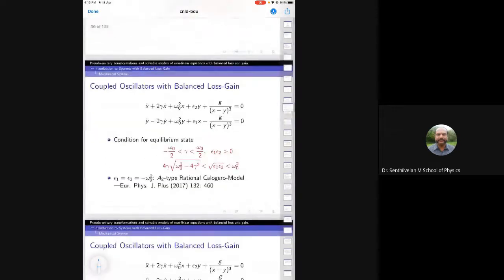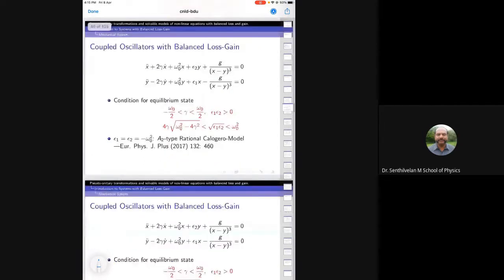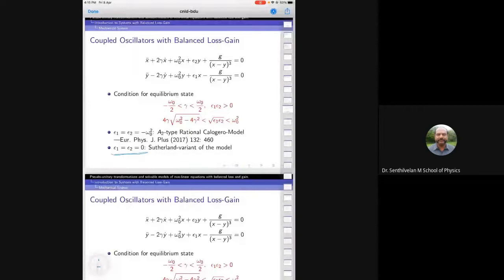Now, for epsilon 1 equal to epsilon 2 equal to minus omega naught square, as I said earlier, the 1 by cube type potential is a very special case of potential in particle systems known as the rational Calogero model, but here it's only for two particles. So if epsilon 1 and epsilon 2 are equal to minus omega naught square, then this model is a rational Calogero model. If we take epsilon 1 and epsilon 2 equal to 0, then this is some other variant, the Sutherland variant. So there is no external confining potential.